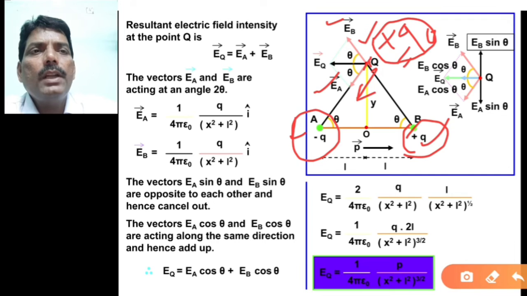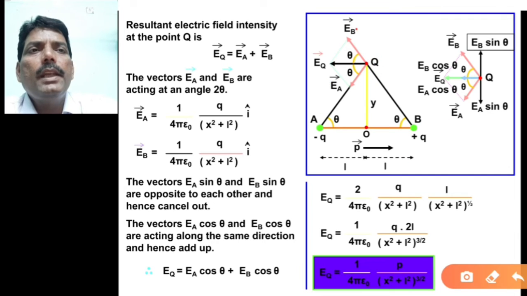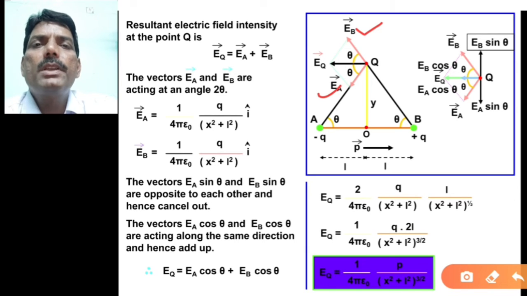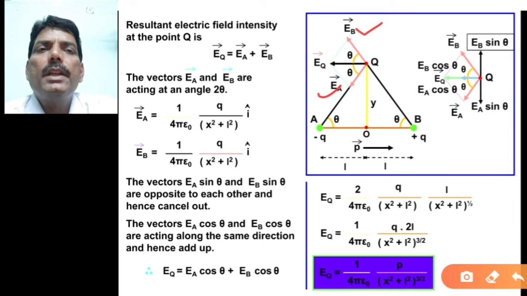That means you got here EA and EB, the electric field due to charge minus q and the electric field due to charge plus q on the test charge. Here the direction is shown. Now again you see the direction I have shown in equal magnitude also. Why? Because if you take the magnitude of these two, then the magnitude will also be equal. That we will see afterward, what will be the magnitude of this electric field.